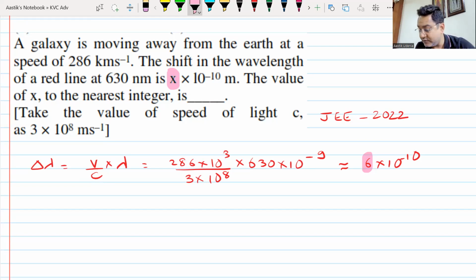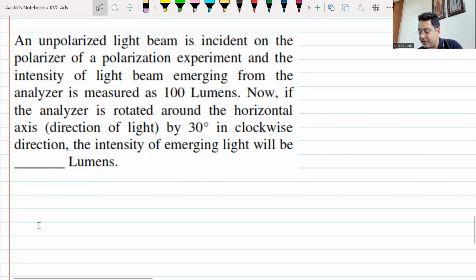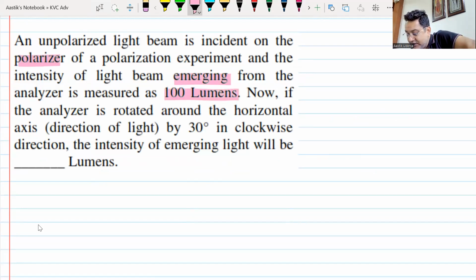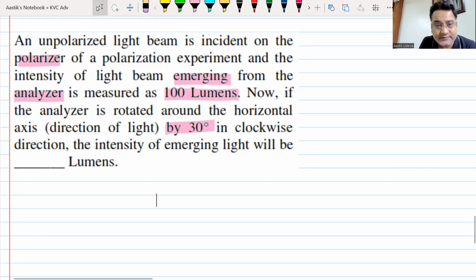Again, this is a question taken from your 2022 JEE, and the question goes like this: an unpolarized beam is incident on a polarizer, and the intensity of light emerging is 100 lumens. That is the SI unit of intensity. Now, if the analyzer is rotated by 30 degrees in the clockwise sense, what will be the intensity of the light which is emerging? So previously it was like this, now it is rotated by an angle of 30 degrees. Do you understand the question? Yes. 2 minutes you have.